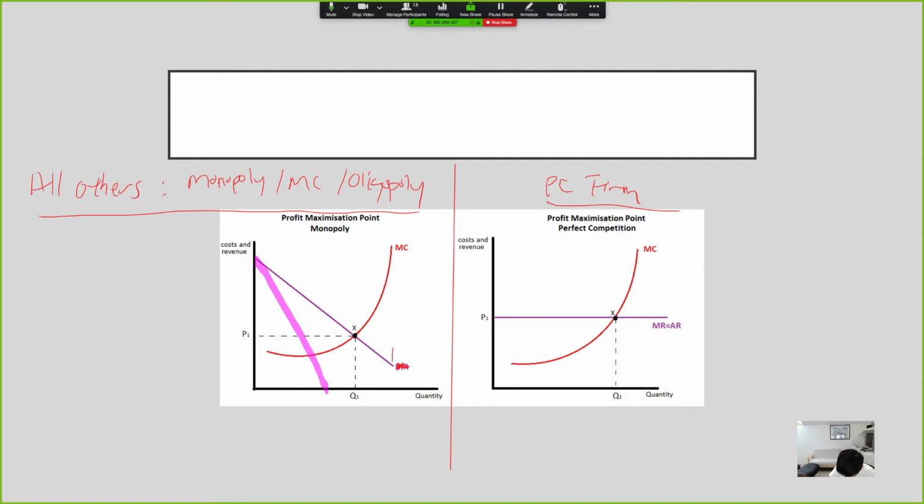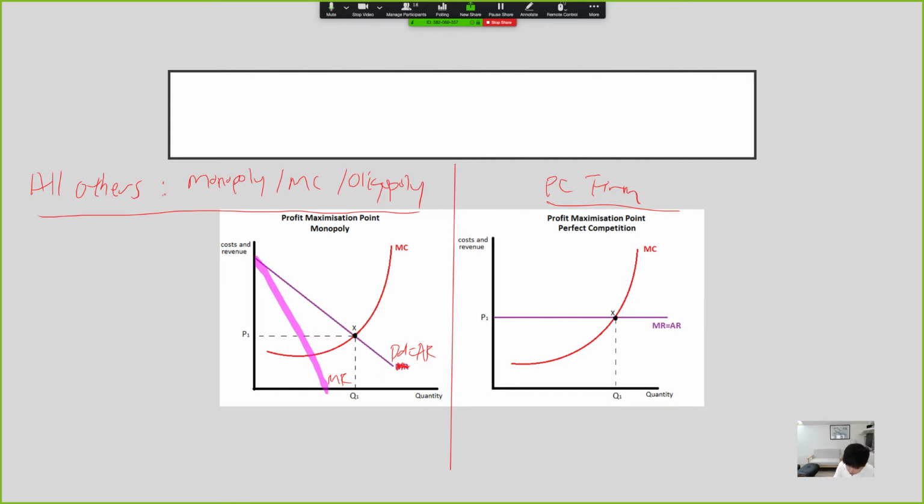This is my demand curve. This also equals my average revenue curve, and this is my marginal revenue curve. Now, when we are drawing our monopoly or oligopoly curves, the demand curve is a standard demand curve, which is a downward sloping curve. And remember what we said just now?